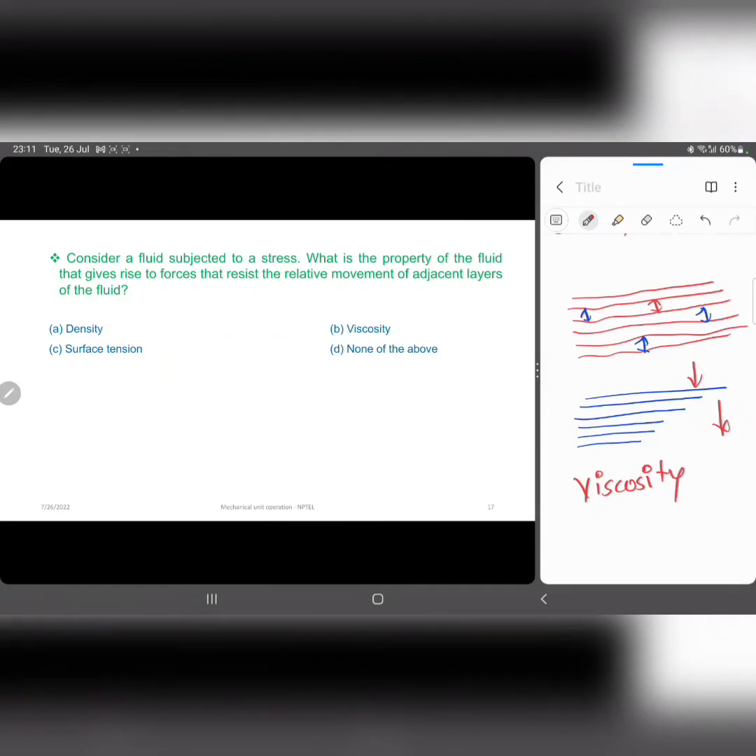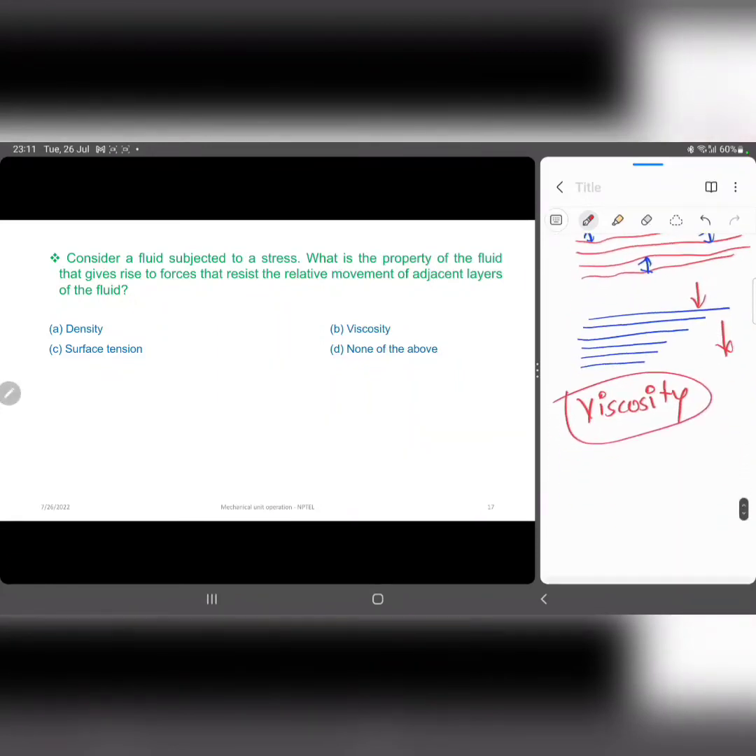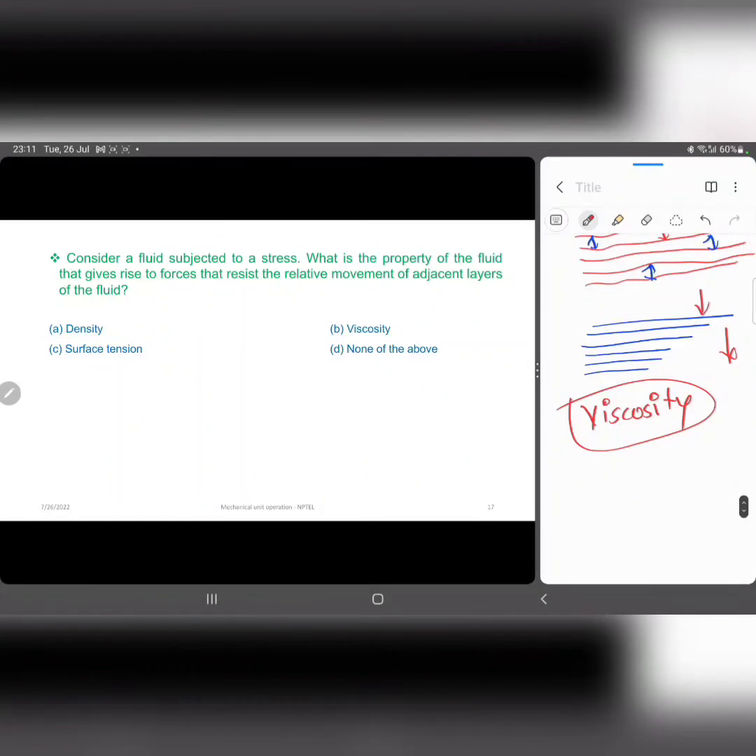Viscosity is the resistance between the interlayer forces or adjacent layer forces, forces in between the adjacent layers of the fluid, or forces in between the interlayers of the fluid. You can tell by any name. So it's a very common question we all understand. So the answer of this question is resistance between the adjacent layers of the fluid. It is known as the resistant force, which is known as viscosity.